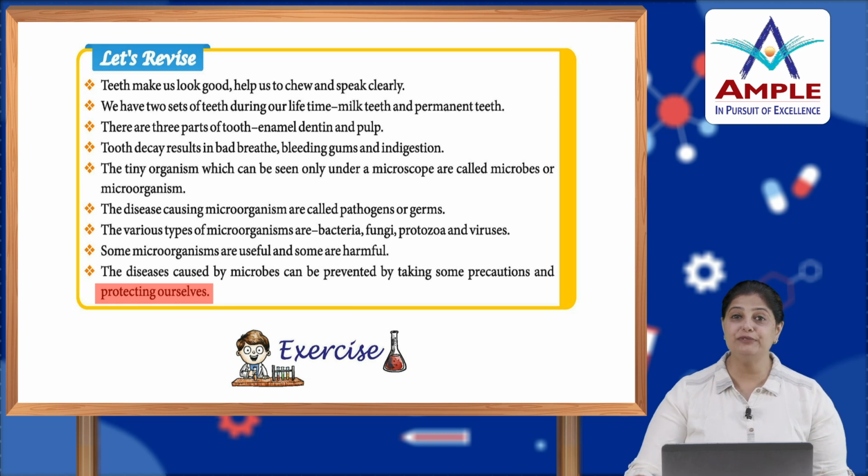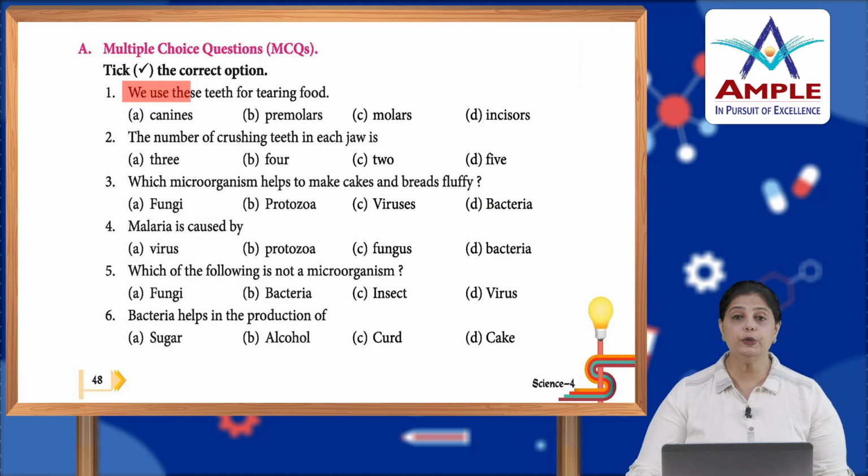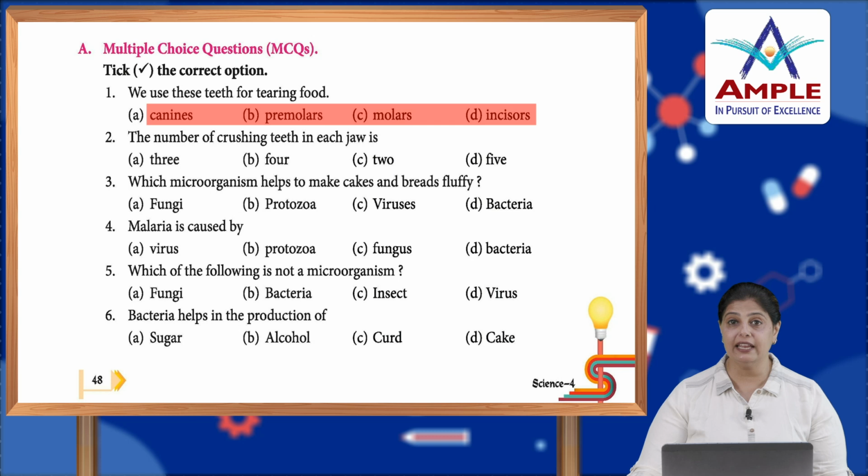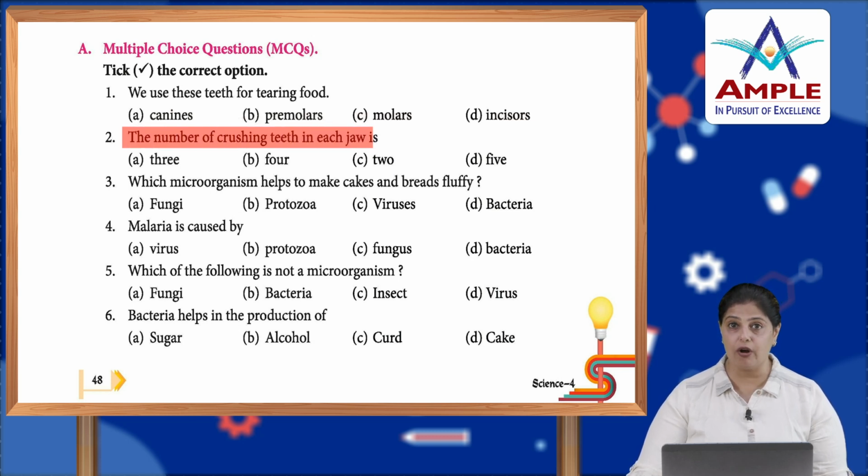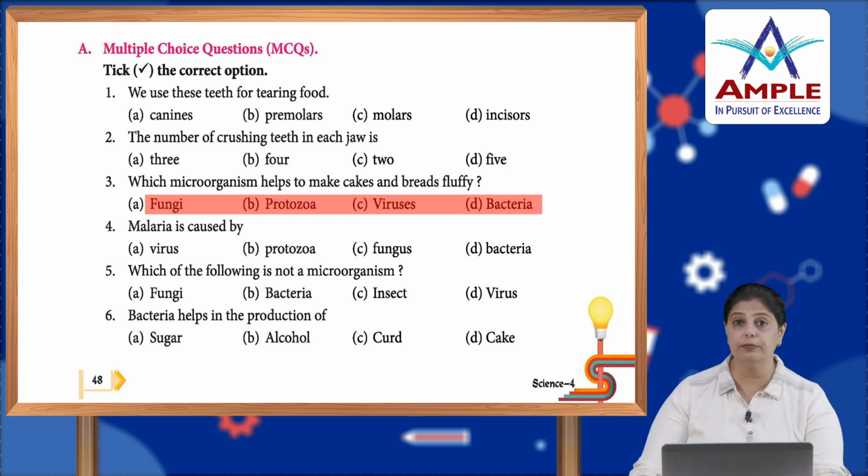Alright, now it's time to do a quick exercise. The first one, we use these teeth for tearing food. Canines, premolars, molars or incisors, we use canines. The number of crushing teeth in each jaw is 3. Which microorganism helps to make cakes and breads fluffy? Fungi, protozoa, viruses or bacteria? What is it that helps us to make that food fluffy? It is the bacteria that we use.